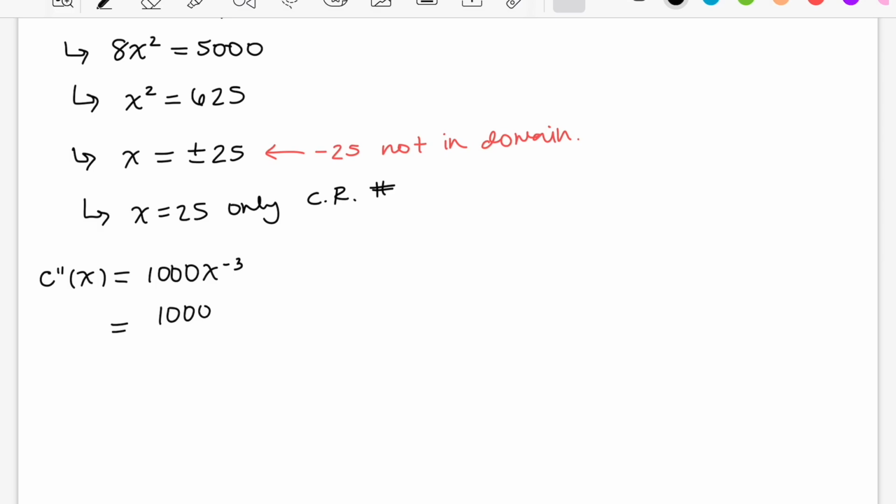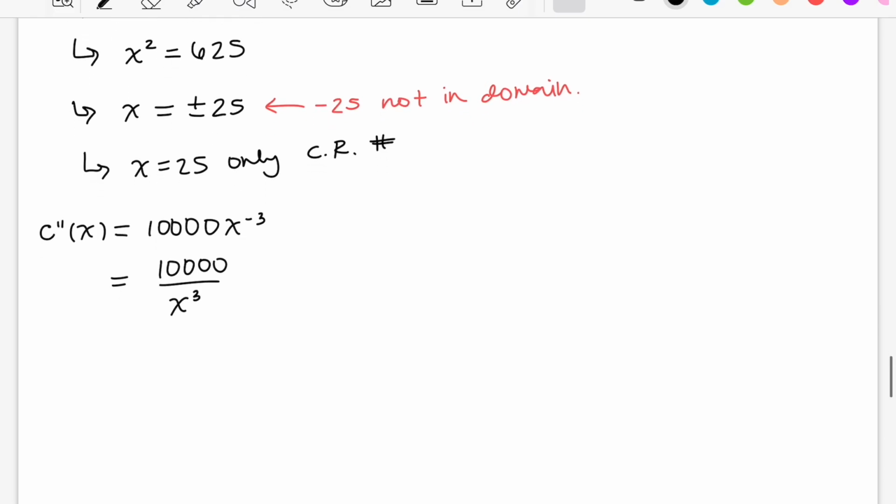And this is the same as, this should be 10,000 here. And so that's the same as that, just writing this with our positive exponents here. All right. And so we want to evaluate this guy at our critical number here. And so plugging this in, we know that we're going to get a positive number.